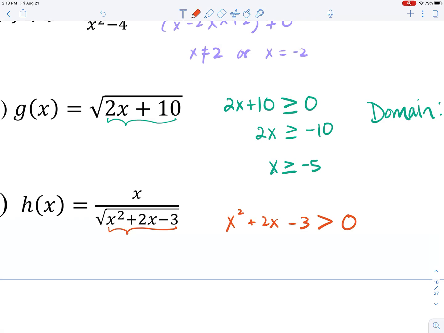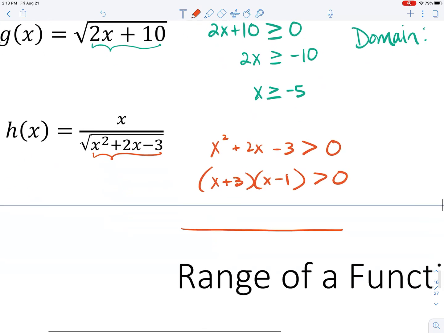So I want to find the values that would make the left-hand side equal to 0, because if there's going to be a sign change, going from positive to negative, it's going to occur at the values of x where the left-hand side is equal to 0. And that actually factors to be x plus 3 times x minus 1. So negative 3 and 1 would make the left-hand side equal to 0. So I put those values on the analysis line in order: negative 3 and 1.